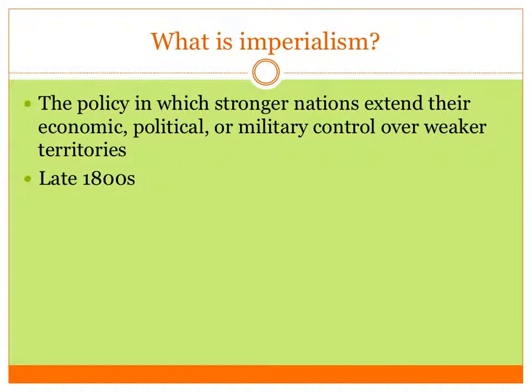Now, this right here is just a straight textbook definition of imperialism: the policy in which stronger nations extend their economic, political, or military control over weaker territories. This is going to lead to a global competition. In the early 1900s, imperialism had become so popular with the higher developed countries that only 2 countries in Africa had not been colonized. So imperialism can be done a few ways.